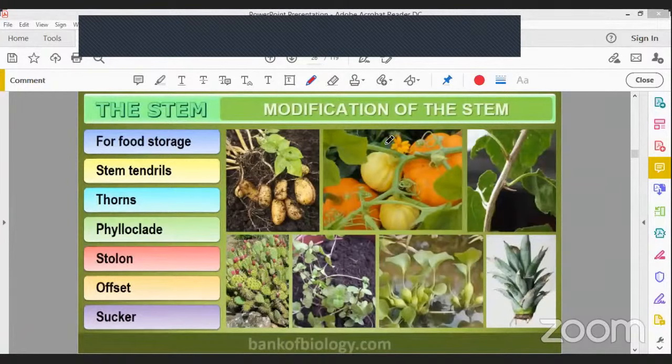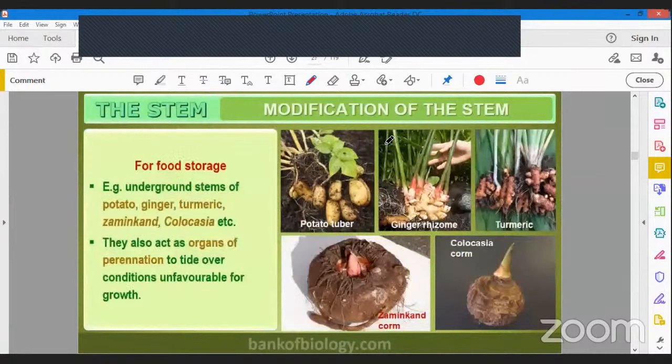Okay, students, we'll go to the next one, for food storage. So here, what is happening? Here, stems are modified for food storage. They'll have the other characters of stem, like nodes and internodes, but they may not bear leaves, flowers, and all that. So they are found below the soil. The underground stems for food modification are potato, ginger, turmeric, zameenkand, and colocasia. So please do write down the examples. The examples are very important.